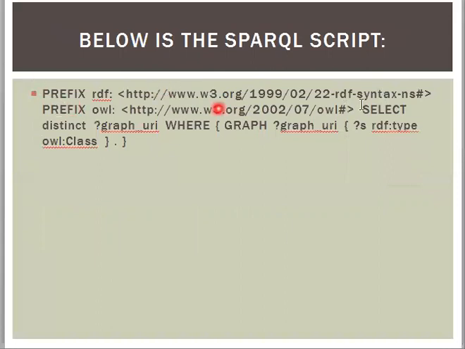Over there you can see the syntax, where the prefix is used, and here we select distinct graph, again the URI from where we need to find the class. So OWL class, and here the URI from where we are searching. The URI will be the address of the ontology we are working on, or from where the data can be seen.